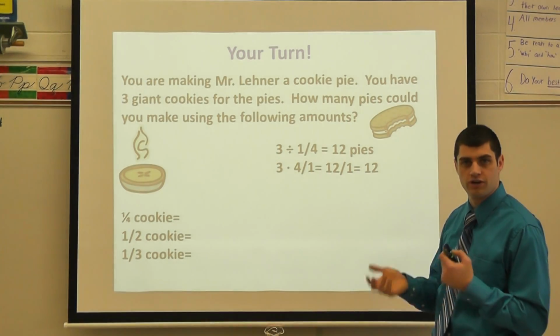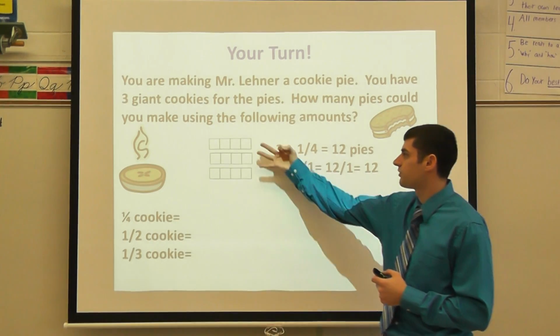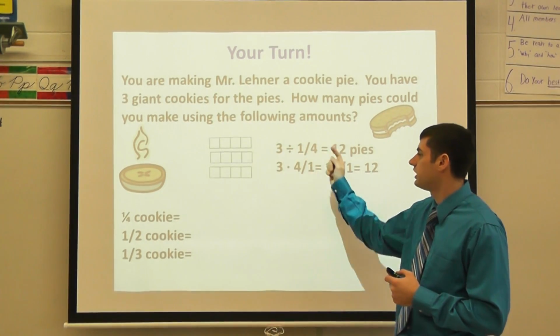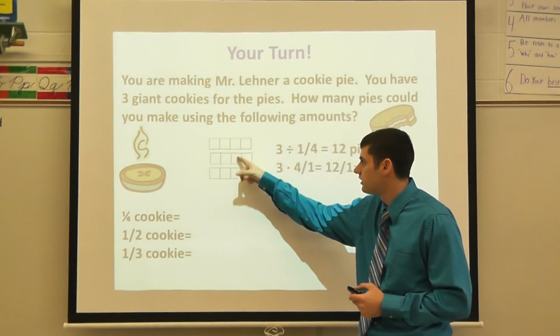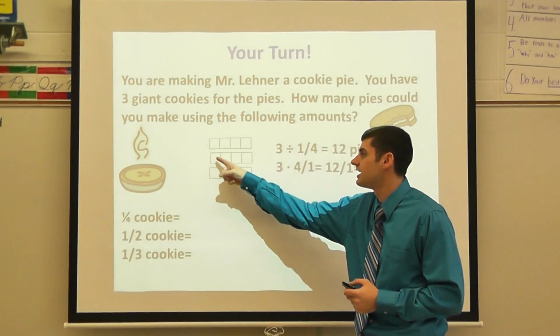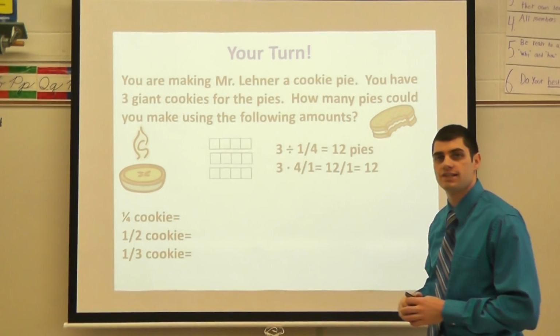Me, I'm a visual learner. I like to see it this way. Here's my 3 giant cookies. I have to break each one up into fourths. So there's 4 possible pies, 8 pies, 12 pies.